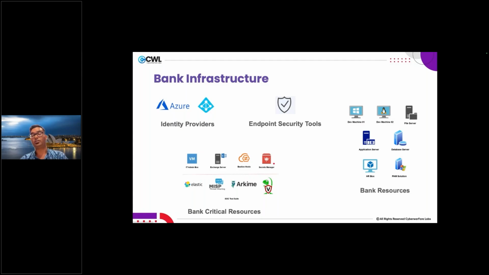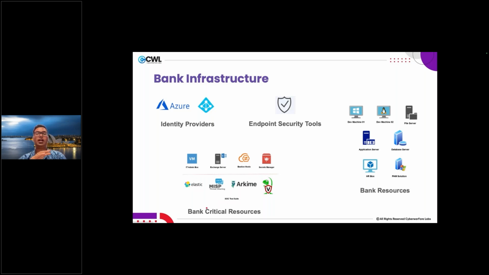And obviously, because banks have a lot of customers, right? And it also deals with the very important thing in our life, that is money, right? So all this information needs to be stored in a proper way. It has to be compliant, and it has to be processed in a proper way, and all the information has to be transmitted in a proper way. Then they have tools, for example, Elastic, Maze, or other commercial tools which I haven't included in the slide. So these are the bank critical resources.